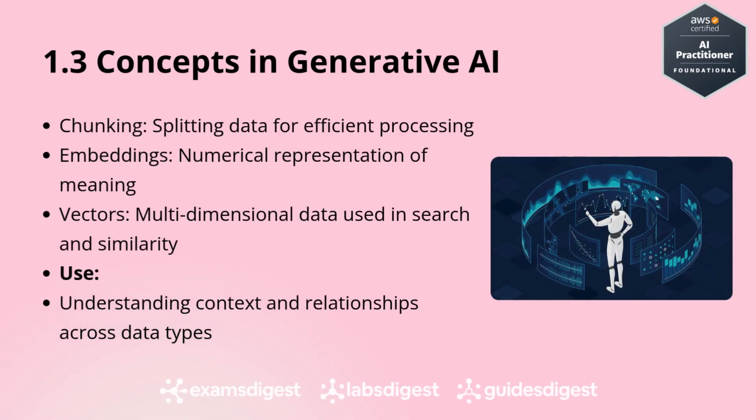Then we have embeddings. These are numerical representations of text, images, or other data. Embeddings allow AI models to understand context, meaning, and relationships between items. For example, cat and kitten would have embeddings that are closer together in vector space than cat and truck. And yes, that brings us to vectors, mathematical representations of data points in multidimensional space. These are essential for search, similarity detection, and clustering in generative AI systems.